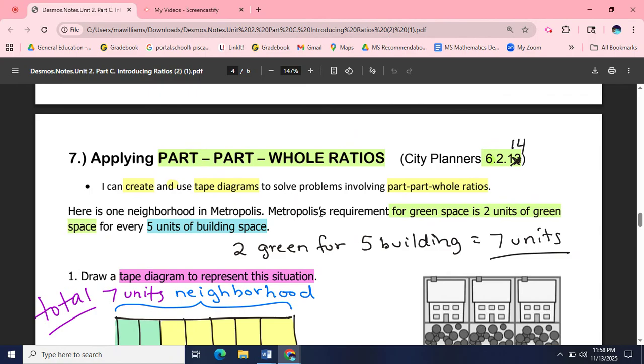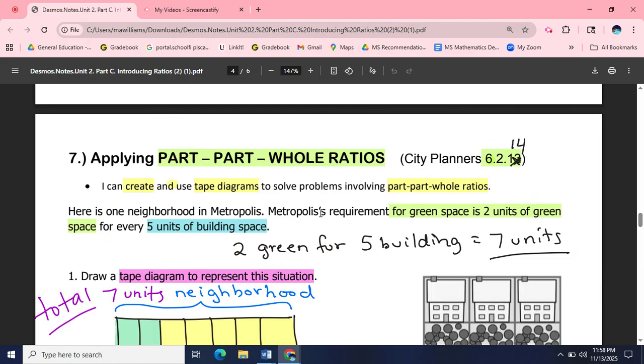Applying part to whole ratios, lesson 14. I can create and use tape diagrams to solve problems involving part to whole ratios.